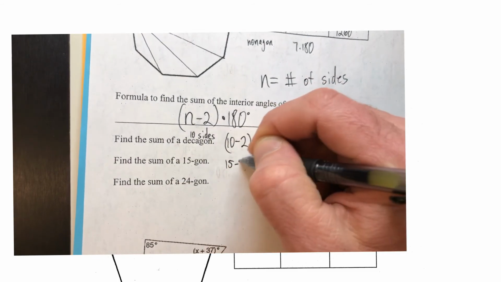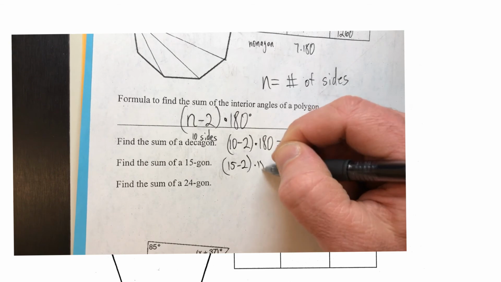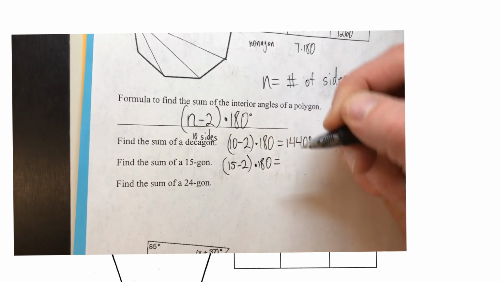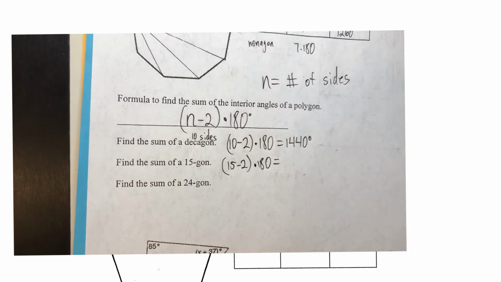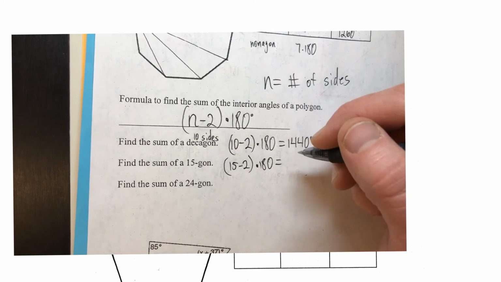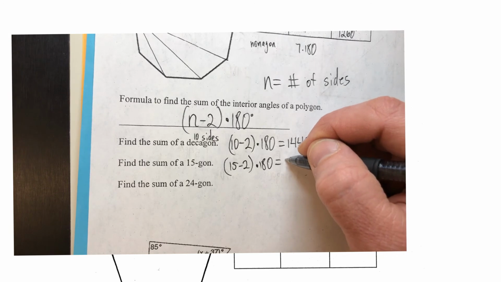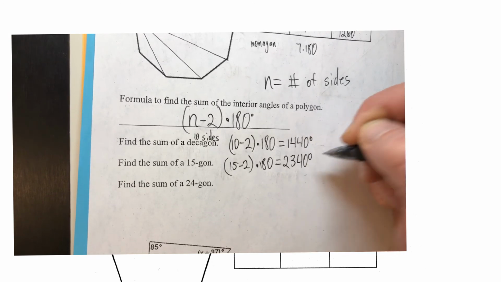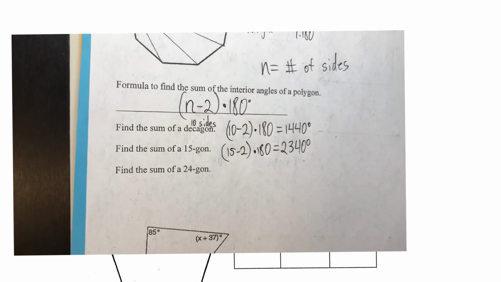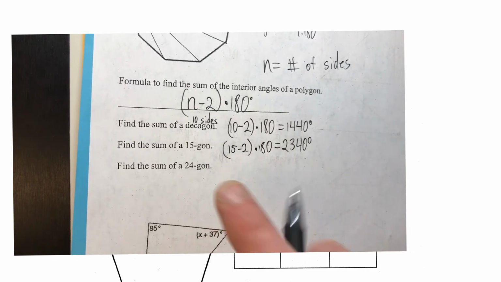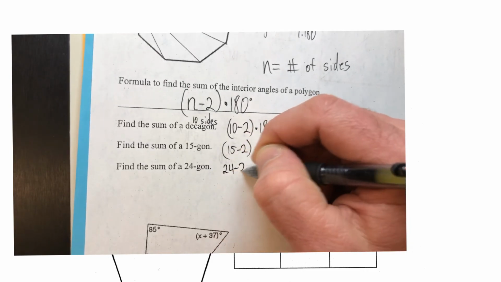So I'm going to do 15 minus 2 times 180. So if you were to add all 15 angles up inside of a 15-gon, what do those 15 angles add up to? 2,340 degrees. Okay, in a 24-gon, what do the 24 angles add up to?